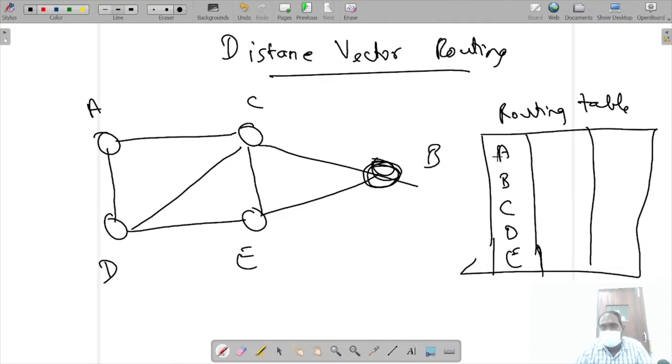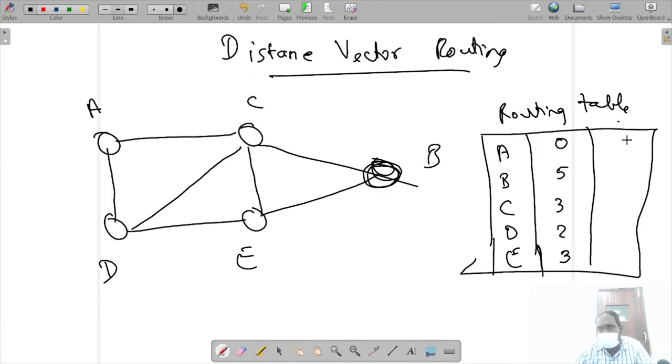What it says is, to reach A, how much cost it takes. To reach A it takes 0 cost because we are at A, and to reach B, let's say it takes X cost. Let's say it takes 5 cost. To reach C it takes 3, to reach D it takes 2, to reach E it takes 3 again. This is the cost to reach B. That is, if A wants to reach B, it can reach in 5 cost.